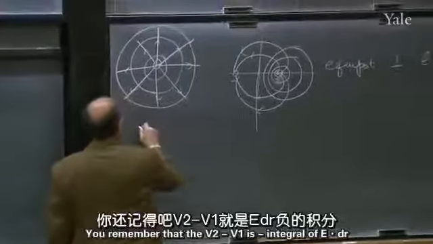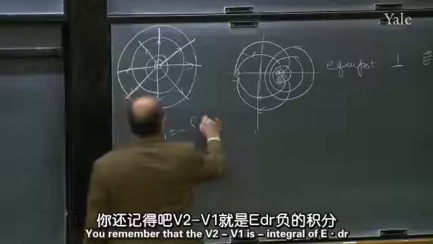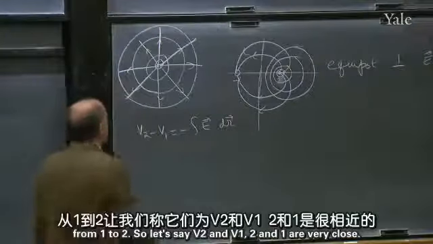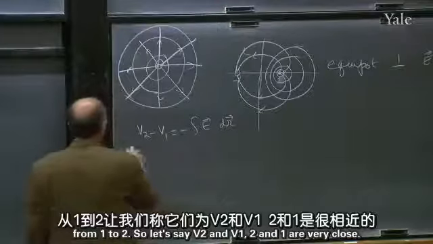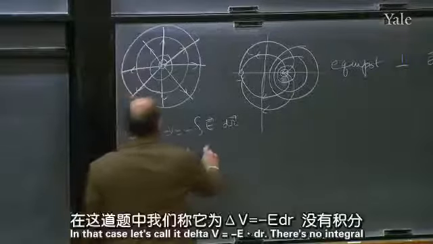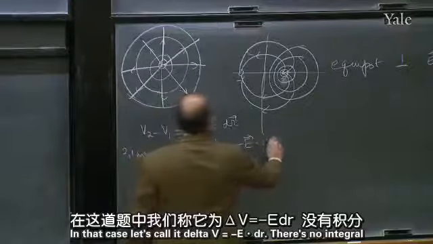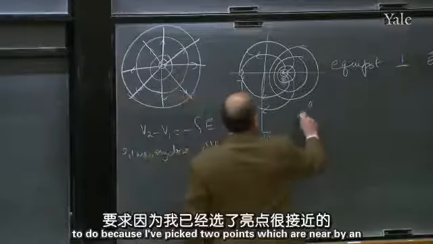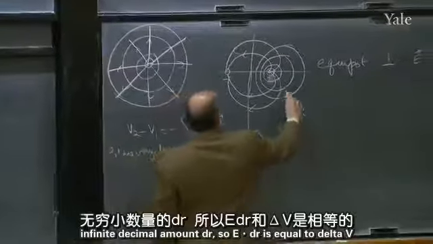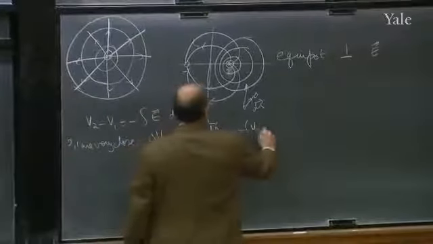You remember that V2 minus V1 is minus the integral of E dot dr from 1 to 2. So let's say 2 and 1 are very close. In that case, let's call it delta V is equal to minus E dot dr. There's no integral to do because I picked 2 points which are nearby, an infinitesimal amount dr. So E dot dr is equal to delta V, which is minus of V2 minus V1.